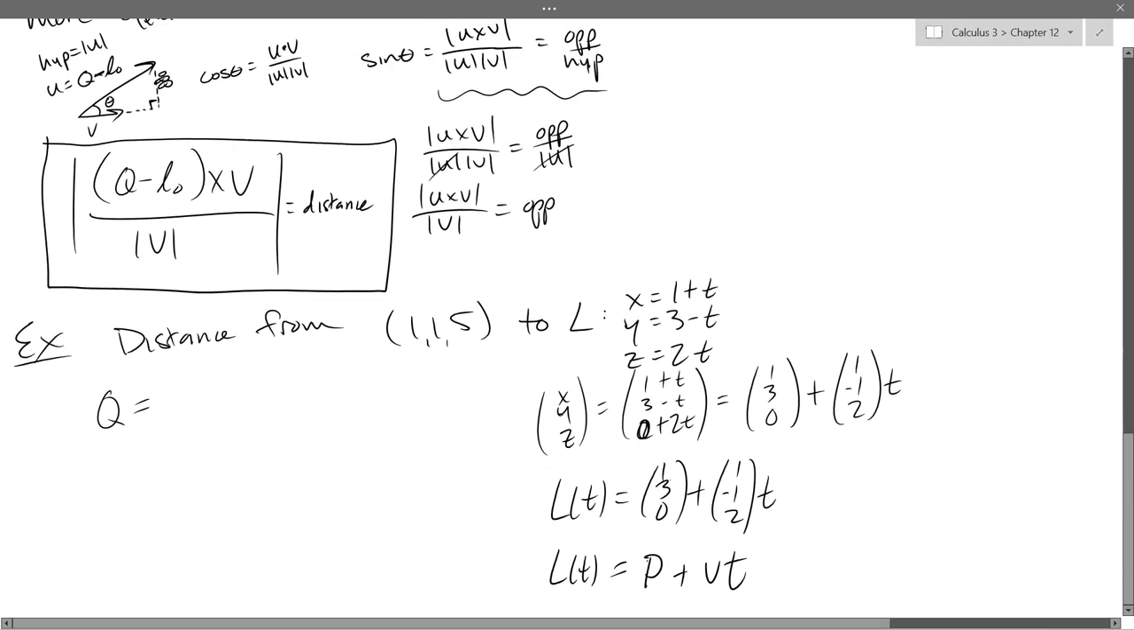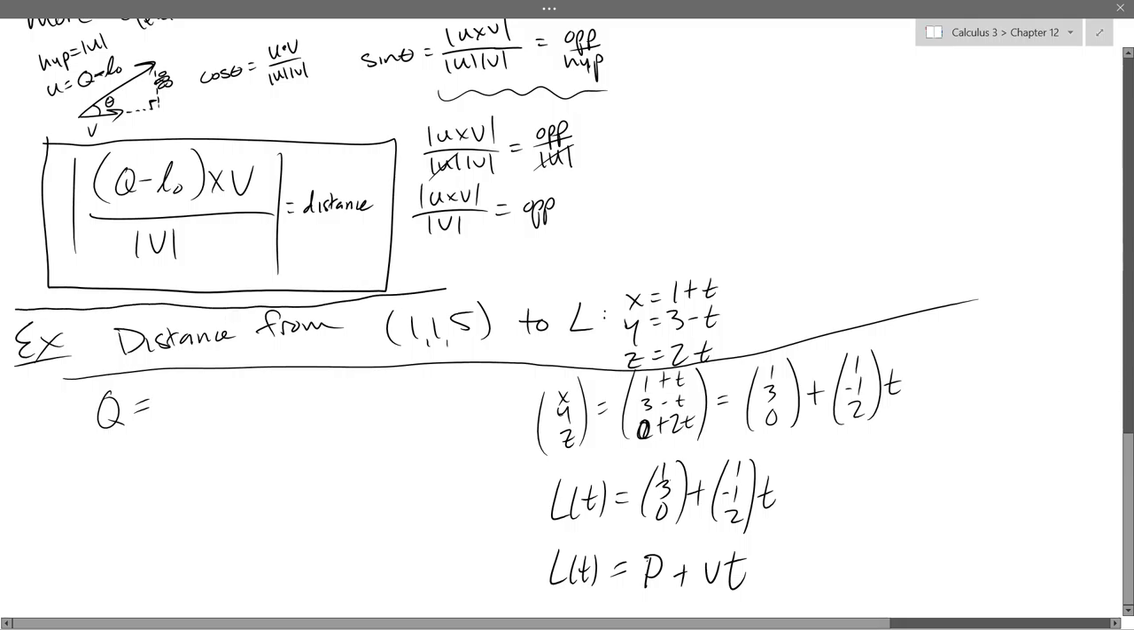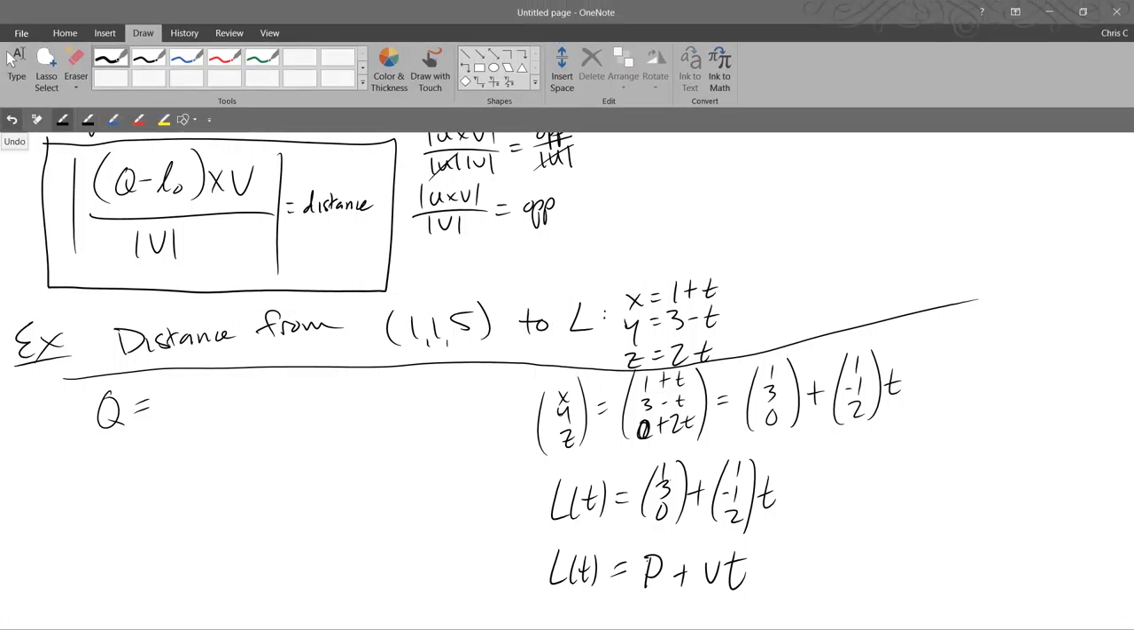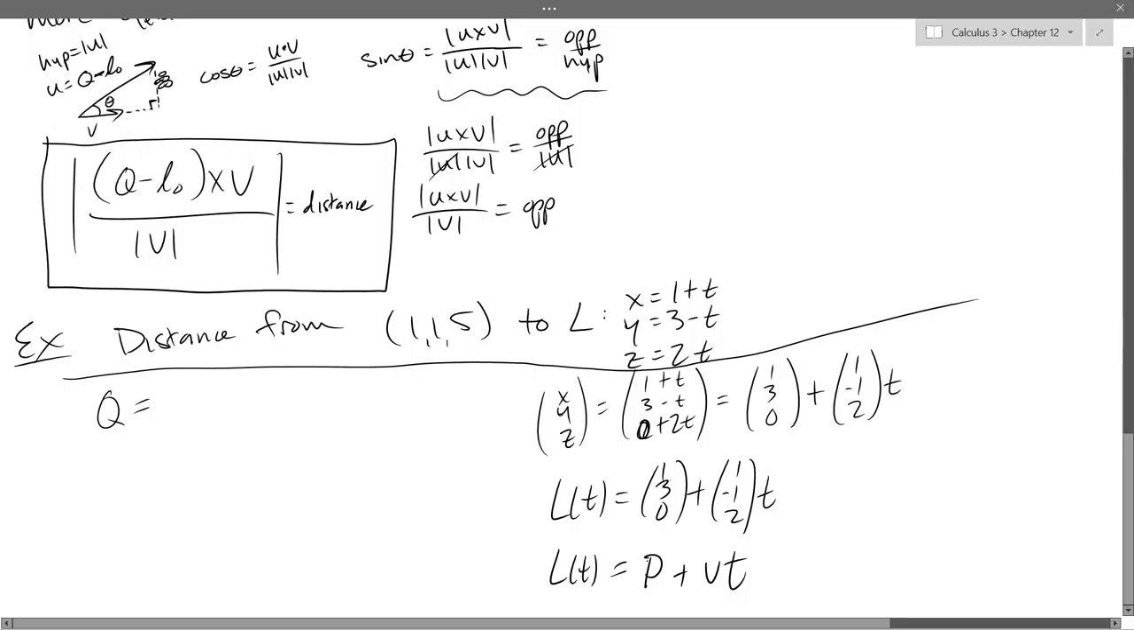So I'm just trying to find q. Well, I already had q. What is q? Q is the point not on the line. Everything below here is all work that we were doing. So where is Q, or what is Q? 115 is the point that's not on the line. So it's not over here with the line. The point on the line is not inside this part right here, so it's the only other thing, which is 115.